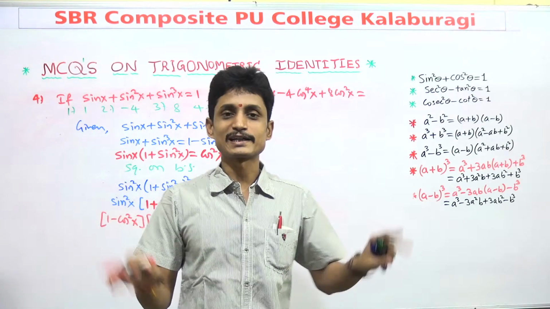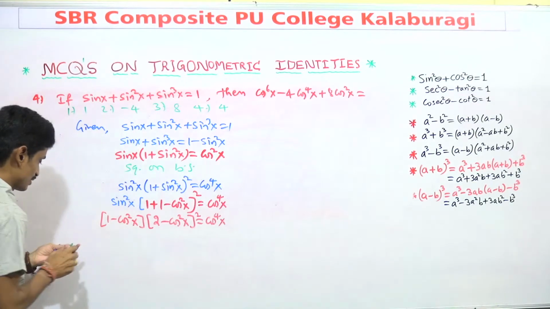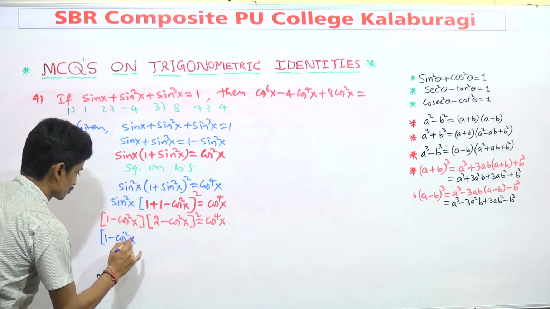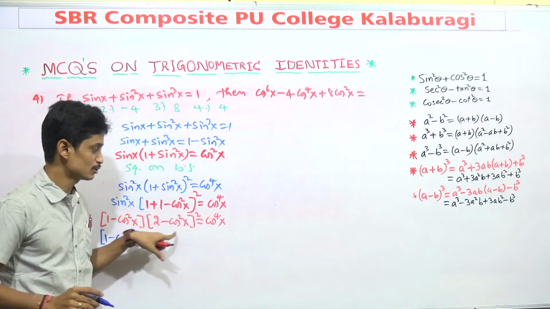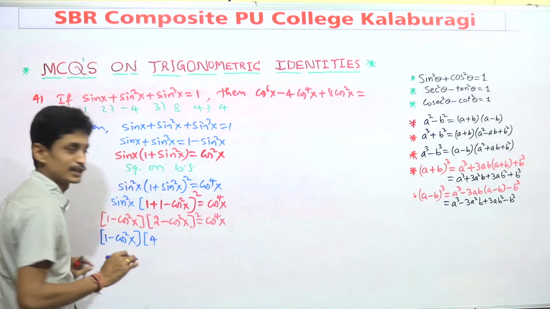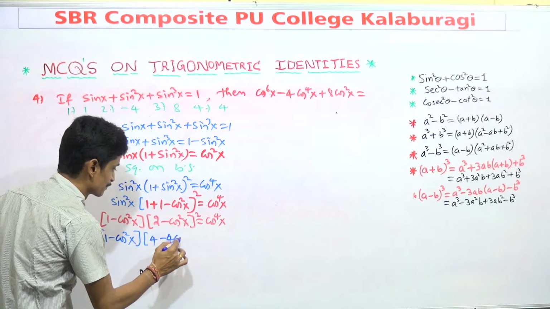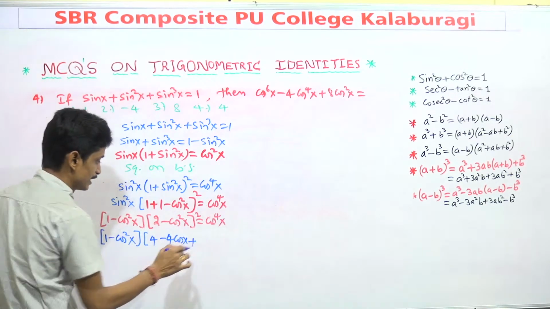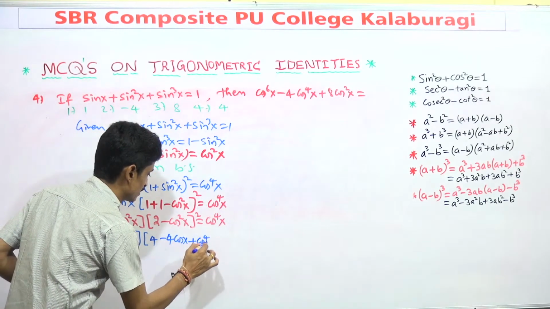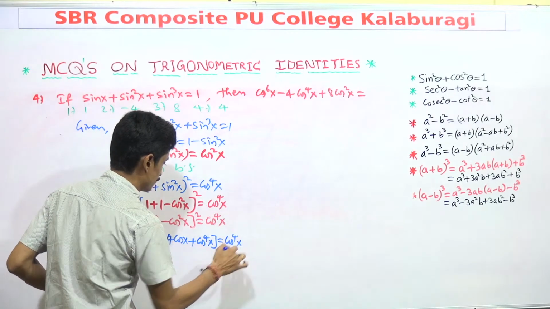Just remove the bracket, you will get your required result. Now I will remove the bracket. First I will write it as it is: 1 minus cos square x into this, which looks like an (a minus b) whole square form. A square is 2 square, that is 4, minus 2ab, 2 twos are 4, 4 times cos x, plus b square. You have cos square already, one more square means it should be cos power 4x. RHS side, that is cos power 4x.